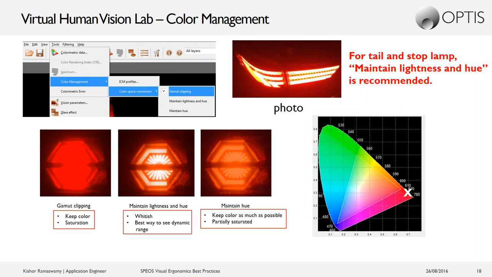So just a note, if you're trying to compare the result with an actual photo, maintain lightness and hue is recommended because this is how real photos will appear as well. So it's best to use maintain lightness and hue if you're trying to correlate with an actual image.